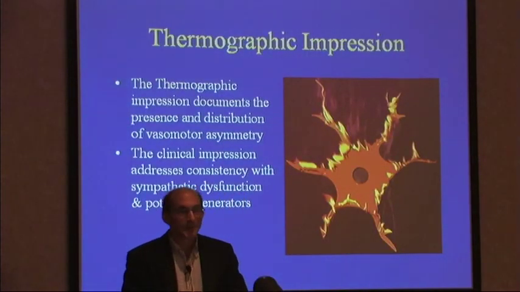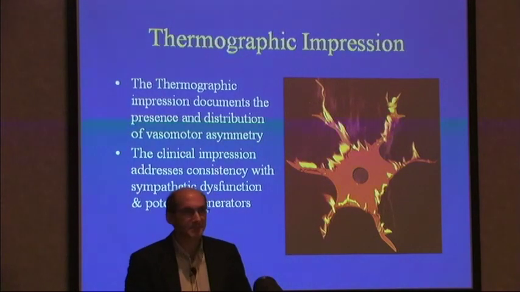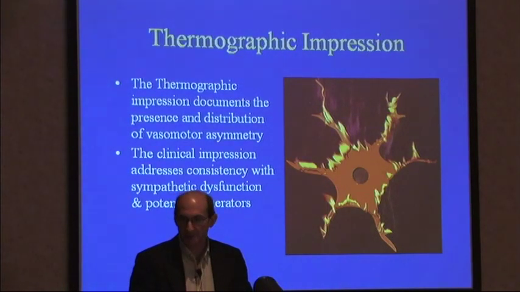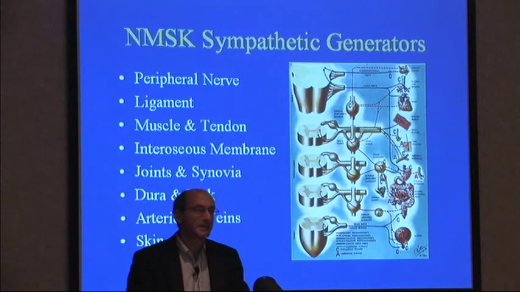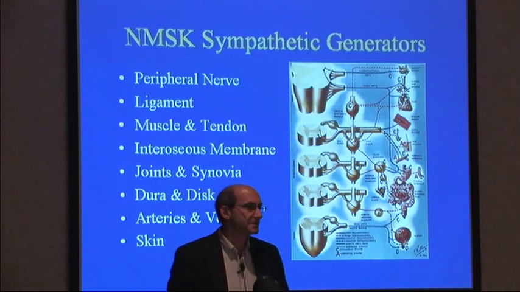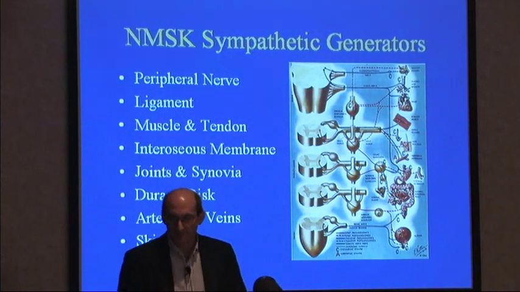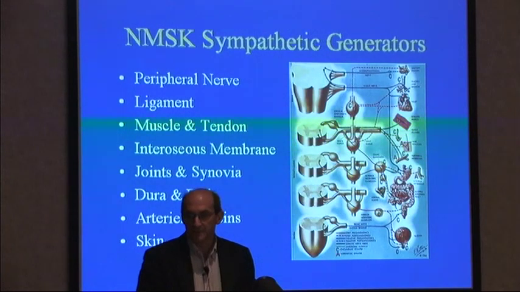So the thermographic impression documents the presence and distribution of vasomotor instability. It's your clinical impression that addresses the consistency with sympathetic dysfunction and the potential generators. The sympathetic system innervates all tissues of mesodermal and ectodermal origin. That means muscle, tendon, dura, fascia, disc, interosseous membrane.